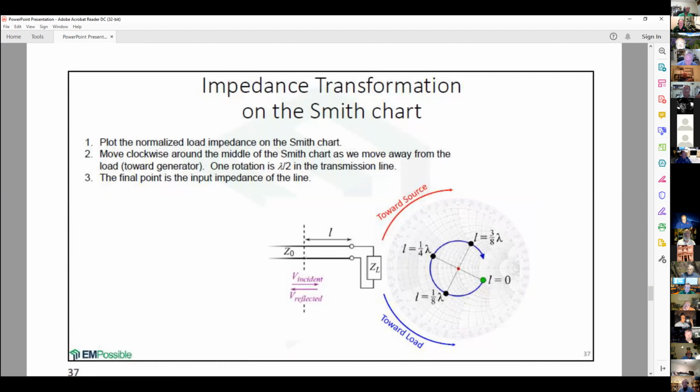Here we are, the transmission line. We're looking at the load. Here is L, the length from the beginning of the transmission line. Then we move toward the source, starting at the load and moving back toward the generator, the source of power. Or we can move toward the load, starting at the source of power and moving toward the load. So there are just two different ways to go.